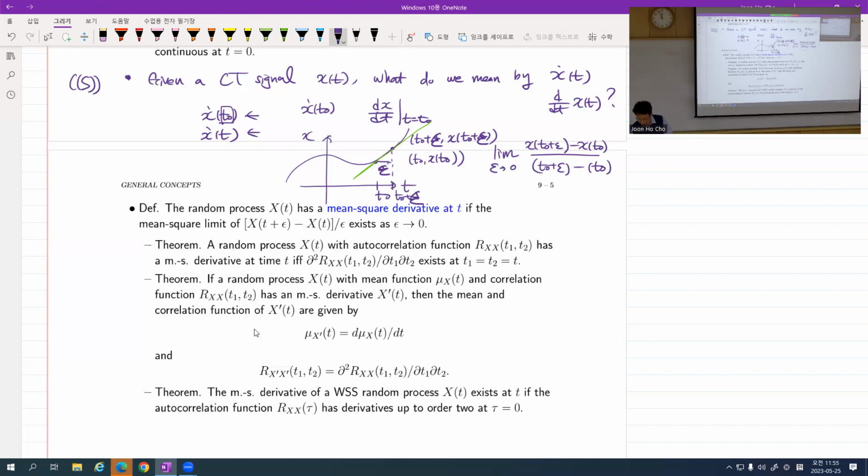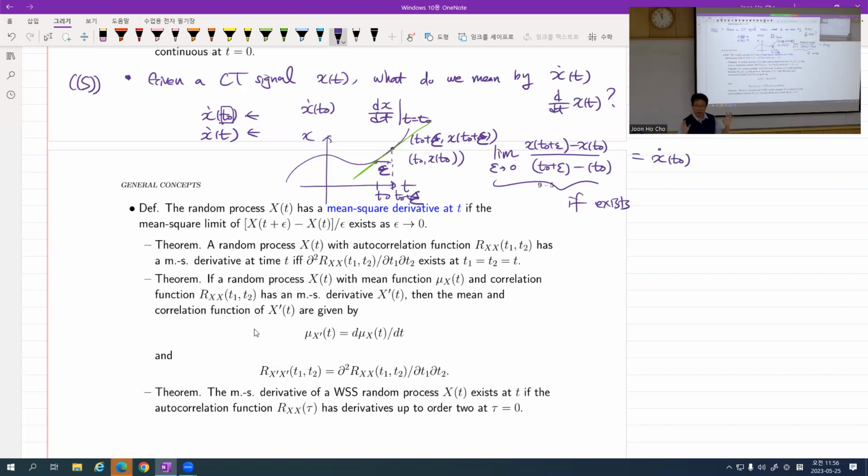And we may say that, okay, if this exists, then let's use this notation, x dot of t0. So this is our vague definition of x dot evaluated at t0. However, this is not good. So what do we do?